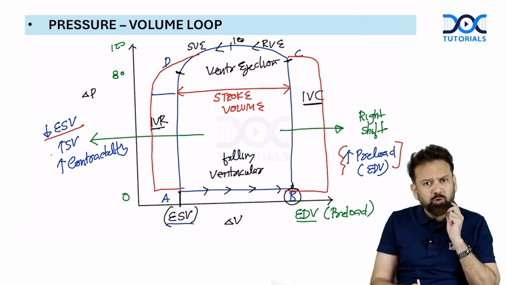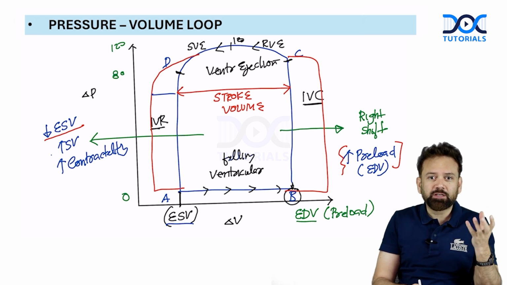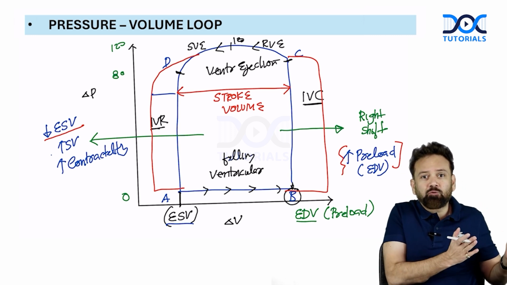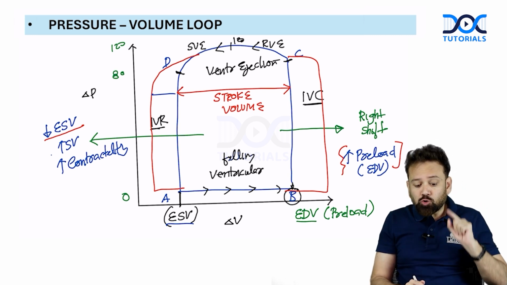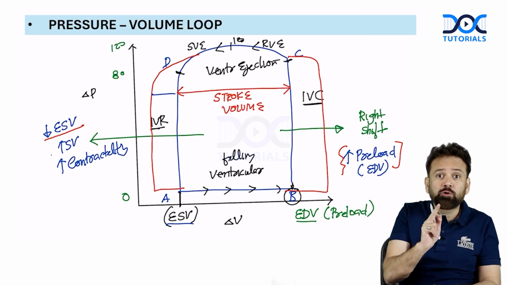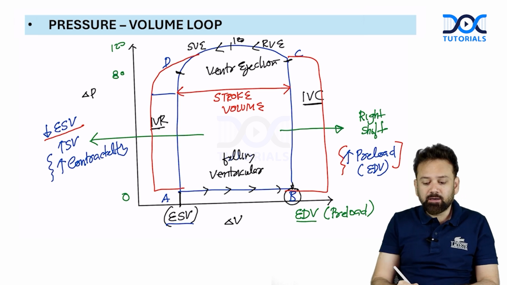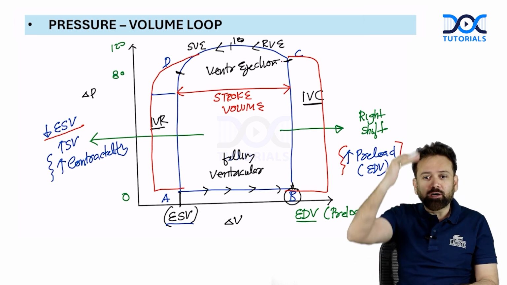Sometimes they will ask you, if you give digitalis to a patient, will the shift be right or left? Left. If you are giving digitalis to the patient, the shift is going to be left. Why? It will increase the contractility. So right shift is due to increase in the preload, but left shift is not due to increase in the afterload. It is due to increase in the contractility. Clear, doctor?